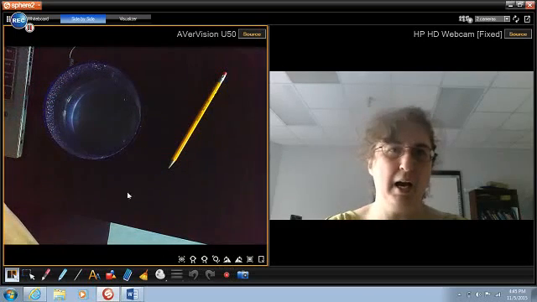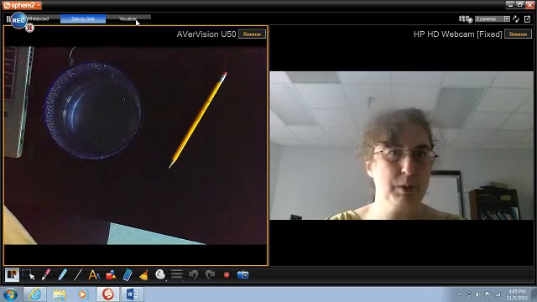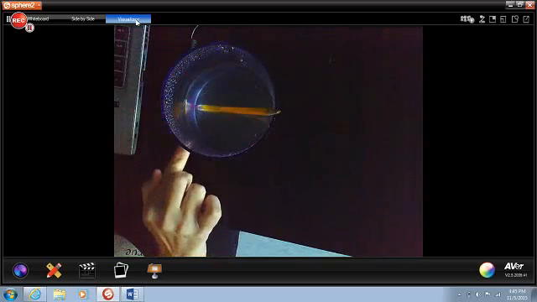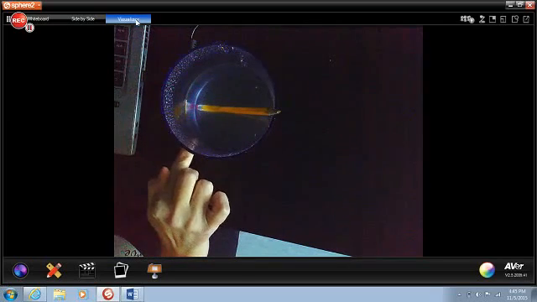In this chart right here, I have basically what's called water, and then I have a pencil right here. What I want you to do is see what happens when you put the pencil in the water. As you put the pencil in the water, you can see that it has kind of like a little bit of a bent curvature right here.